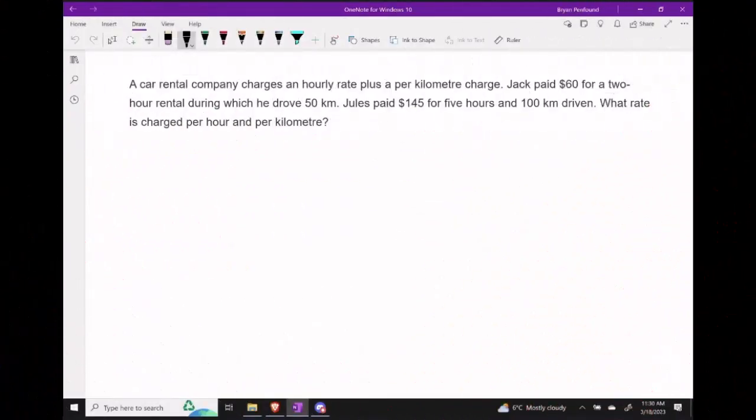In this video, we're going to solve the following question. Let's suppose a car rental company charges an hourly rate plus a per kilometer charge in order to get their final bill total. Let's represent this relationship by h times x, the number of hours, plus km times y, the per kilometer charge, is equal to the final total.